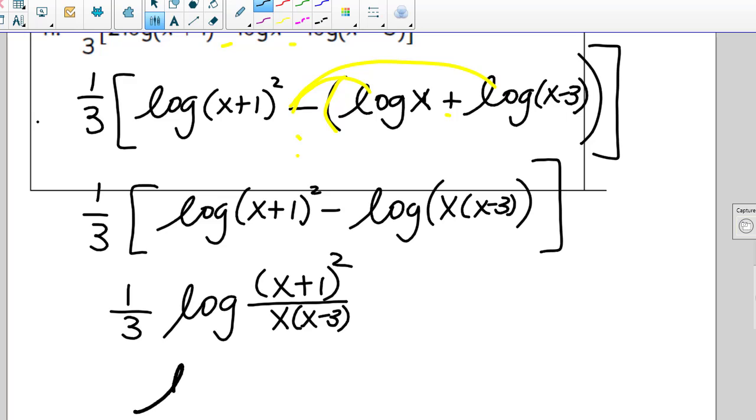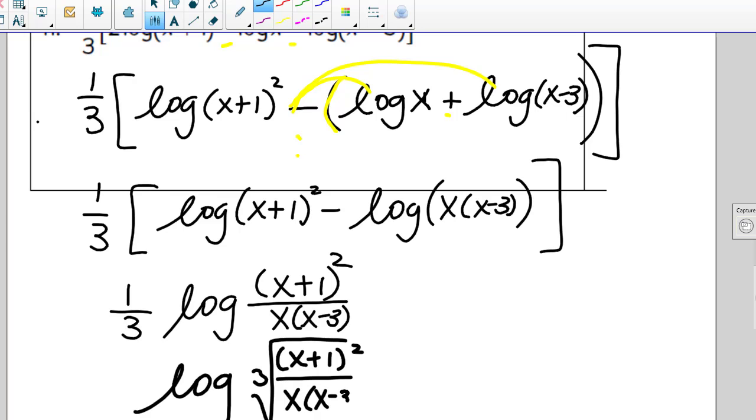All right, so we got log of the cube root of x plus 1 squared over x times x minus 3. All right. Yes, Danny.